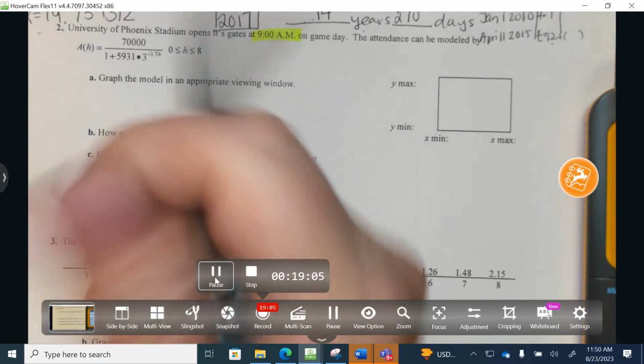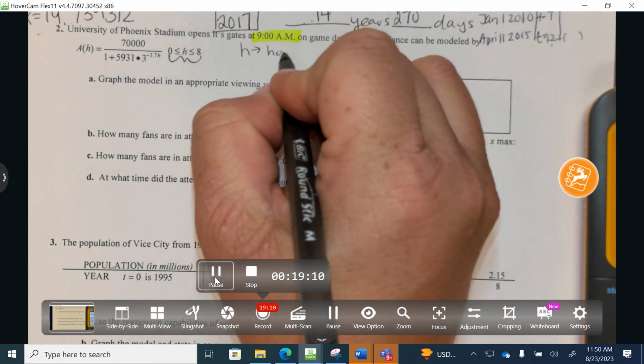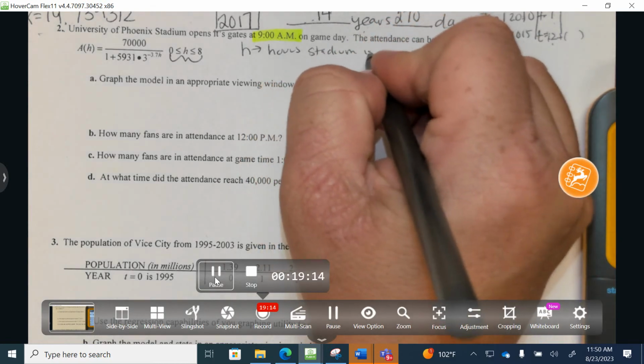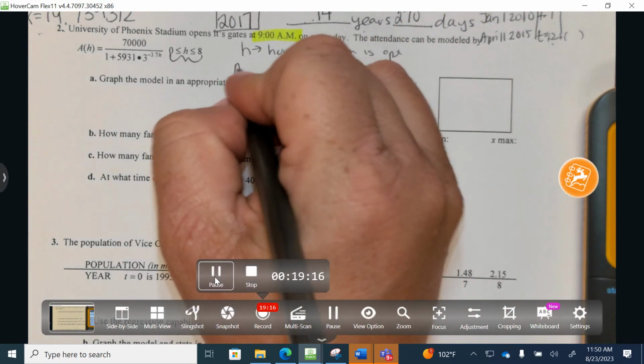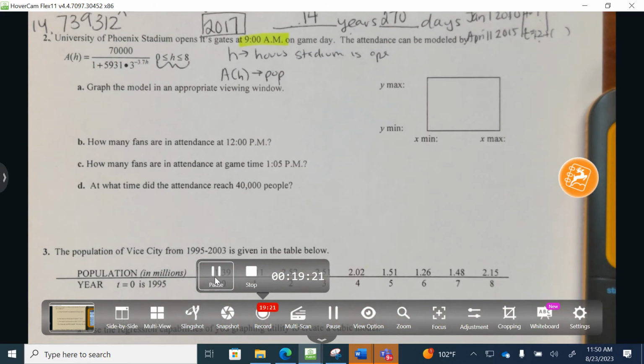I want you to come over here. Let's talk about what each of these means. H represents the number of hours that the stadium is open. And A of H represents the population at any given point in time. So we could say after 1 hour, how many people are in the stadium?